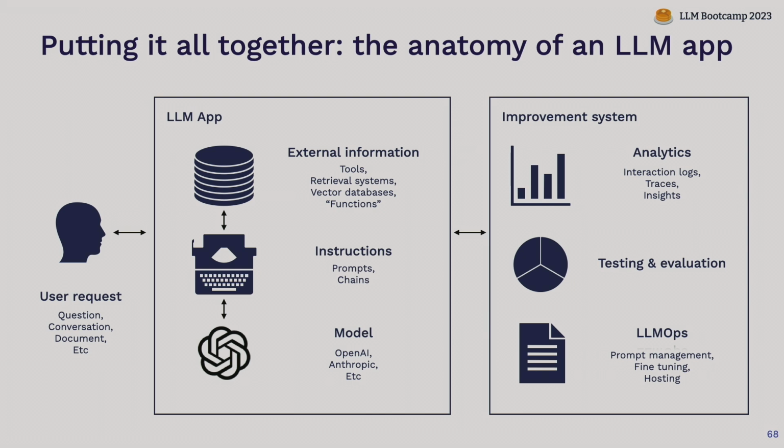So this includes things like analytics, like looking at the logs of what your users are doing, testing and evaluation to validate whether the changes that you're making are improving things for users, and a bucket of things that we will call LLM ops, which is basically the nuts and bolts of how to do these improvements, like managing prompts, fine-tuning, and hosting models. And so this is more or less what we're going to cover today.